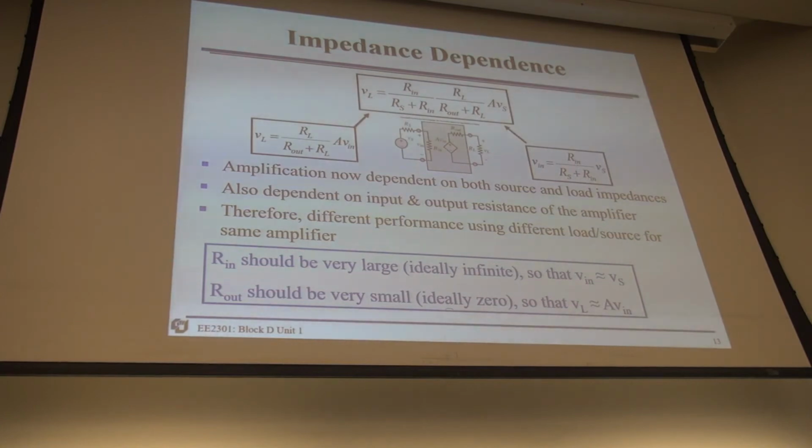Ideally, we hope R in is as small as possible. Sorry, R in as big as possible, and R out as small as possible. Now R in is as big as possible.